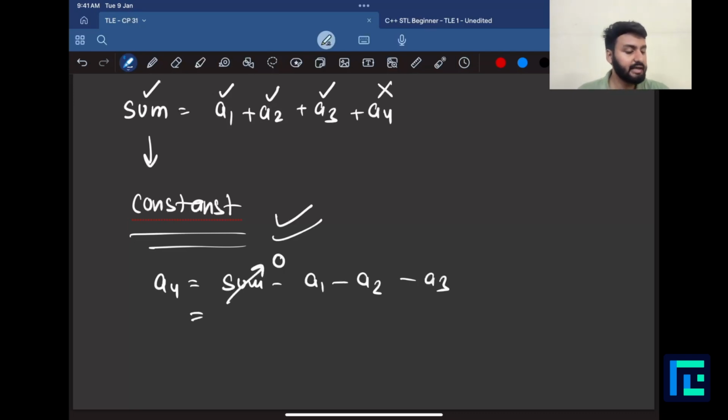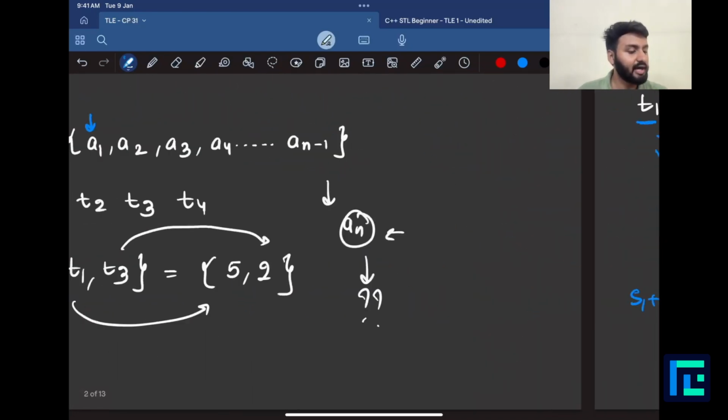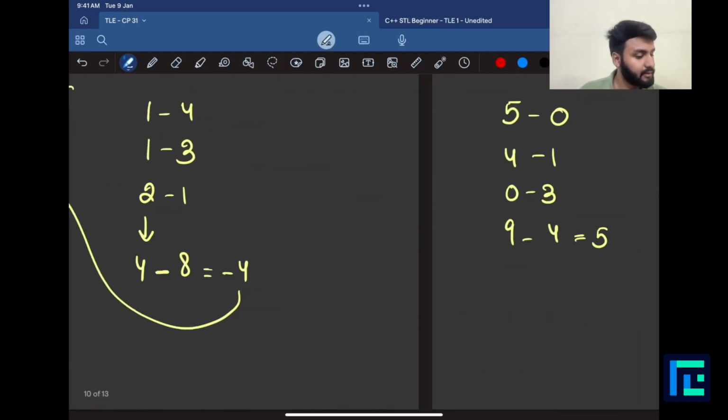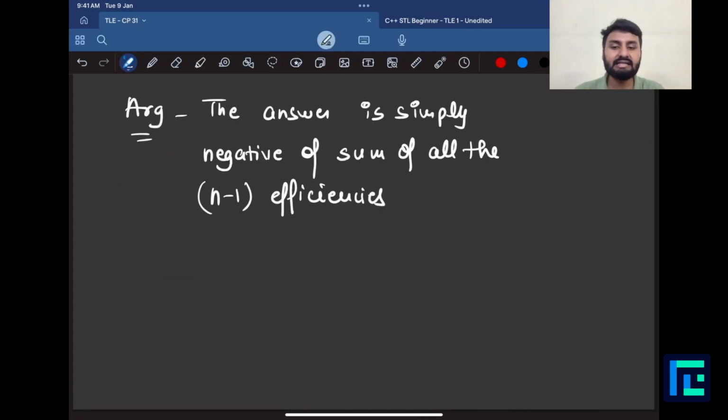That means I can write A4 as negative of A1 plus A2 plus A3. And isn't this something that we argued in the very start? Where did I write this? I think over here, yeah, this. The answer is simply the negative of the sum of all the other n minus 1 efficiencies. This is what we proved: A4 turns out to be negative of A1 plus A2 plus A3.